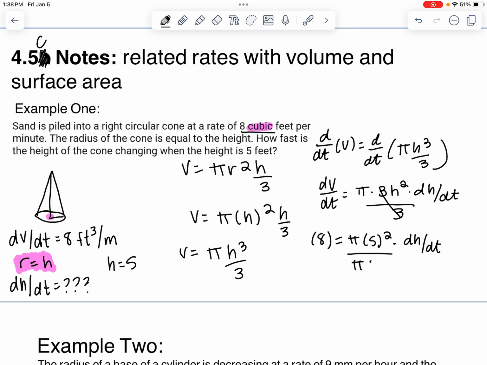And at this point, I can just solve. 5 squared is 25, so I'm going to divide both sides by that. I'm going to write it as 25 pi though. And I'll get 8 over 25 pi. And this is going to be feet per minute. And that is the change in the height with respect to time. So that is our answer.